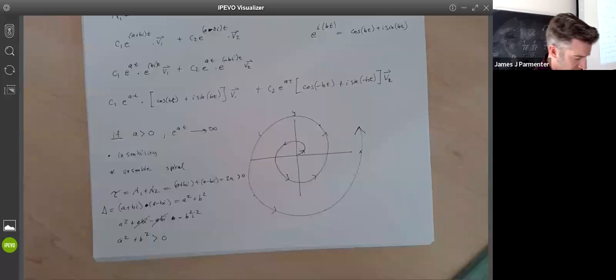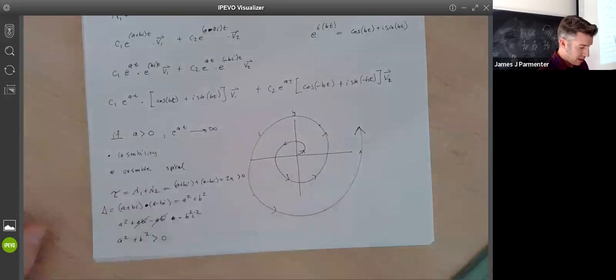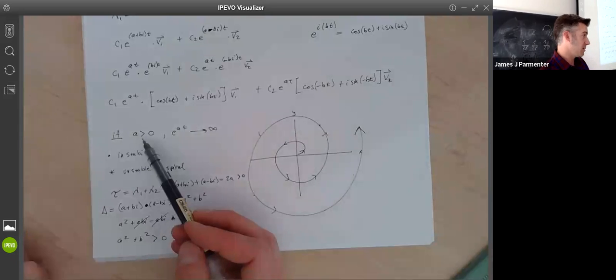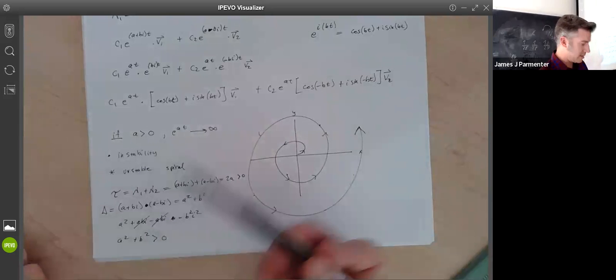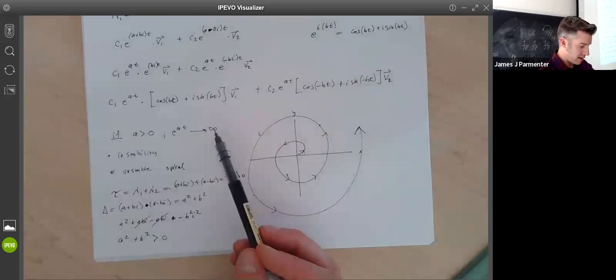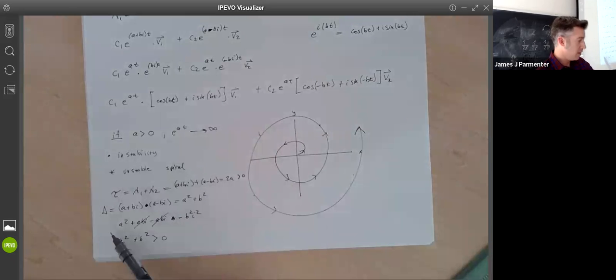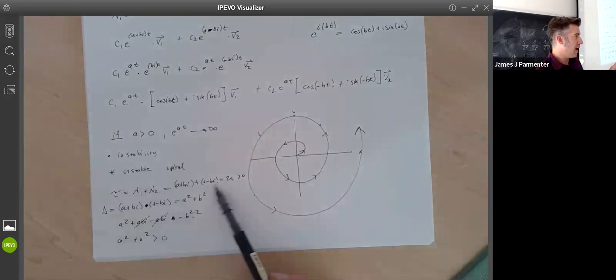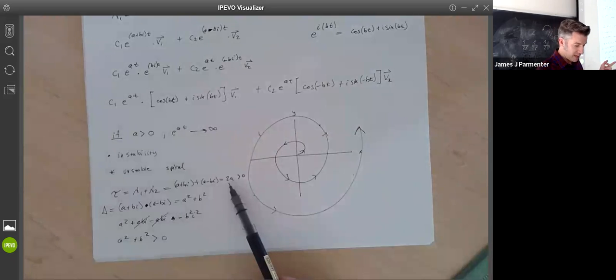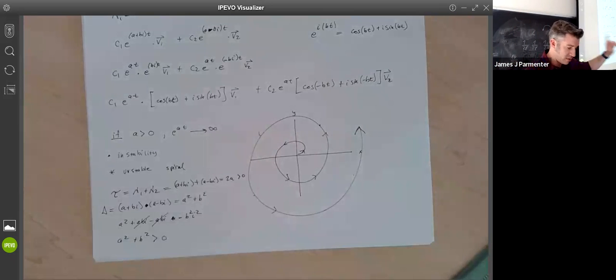It's 2 o'clock. So the other thing I would have said, which we'll say next time, is if your a value is negative, your spiral is going to go inward because, as time goes on, e to the at is going to get smaller, smaller, smaller. And what's neat here is that if a is negative, your trace and your determinant are still the same. Your trace is still 2a, it's just now negative. And your determinant is still a squared plus b squared. It's still positive.